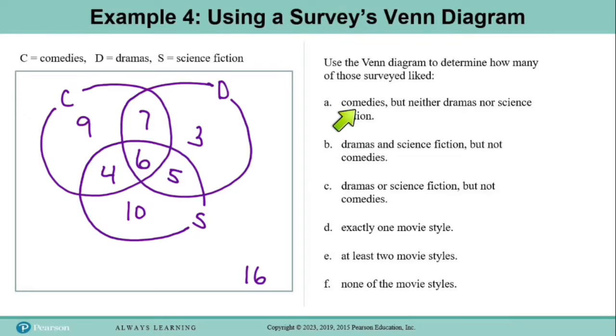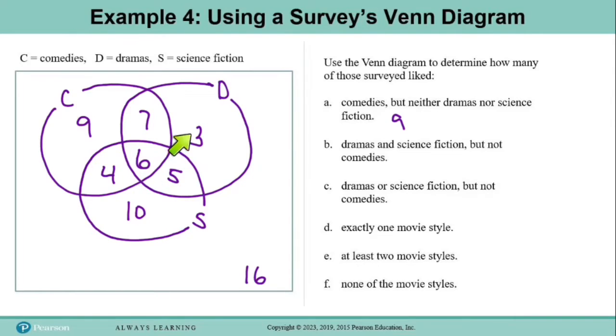Okay, so we're looking for those who like comedy, but not drama and not science fiction. So if we go to the comedy set, all of these people, the 7, the 6, and the 4, like either dramas or science fiction or both. So the people who like comedies, but not the other 2, that would be the 9. And then for part B, it says how many people like dramas and science fiction, but not comedies.